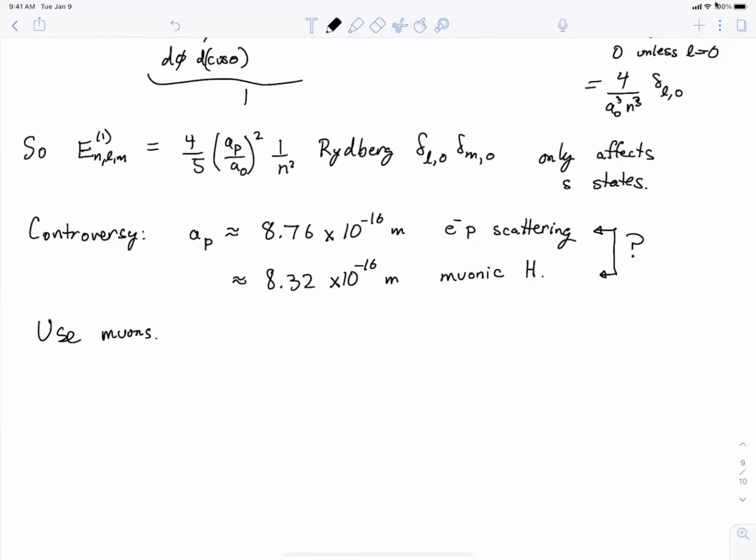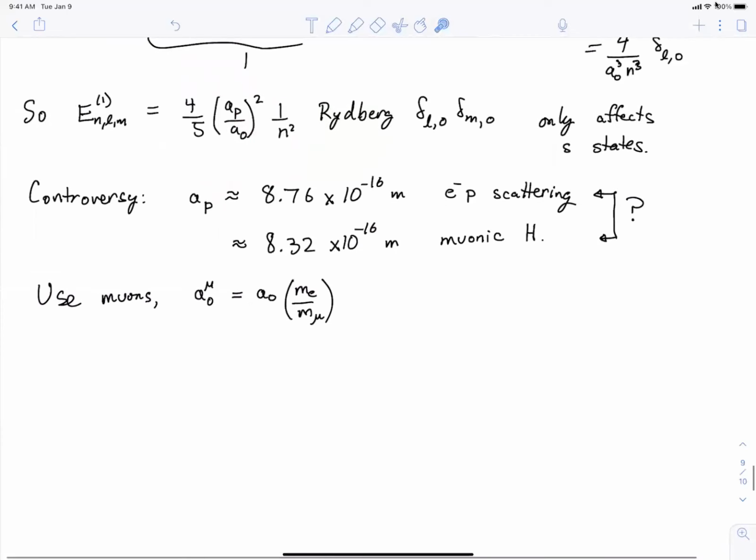Okay, the reason you use muons is because the Bohr radius for a muonic hydrogen atom is the normal Bohr radius times the mass of the electron divided by the mass of the muon. It just goes like 1 over the mass. And so that means if I look at this formula, if I use muons rather than electrons, I'm going to be replacing the denominator by a much smaller number, which means this is going to be about 40,000 times larger. That's why they use muons rather than electrons.